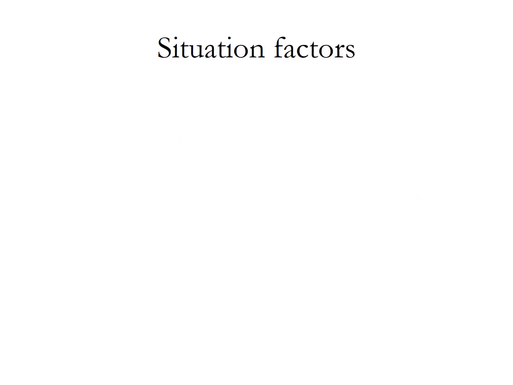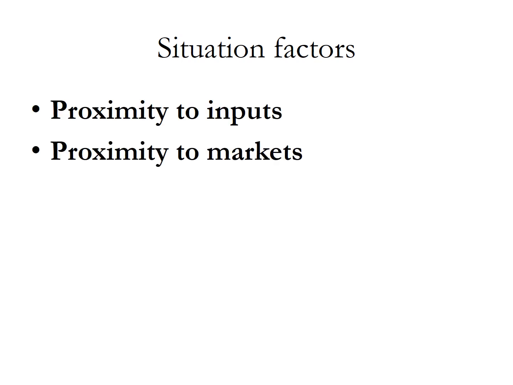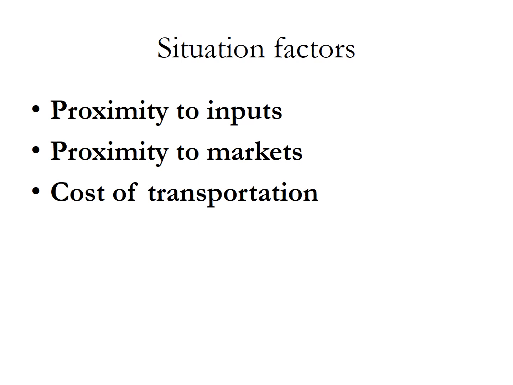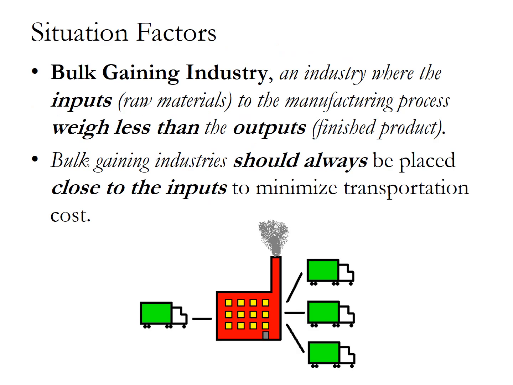Because remember, our 3 situation factors are proximity to inputs, proximity to markets, and proximity to transportation. So if we have one industry that is bulk reducing and wants to be near its inputs because the inputs are really heavy and take up a lot of space, the opposite type of industry would be bulk gaining industry. It's the exact opposite. 1 truckload of something makes 3 truckloads of something. So you don't want to drive those 3 truckload distances a long way. You want to be closer to your market.